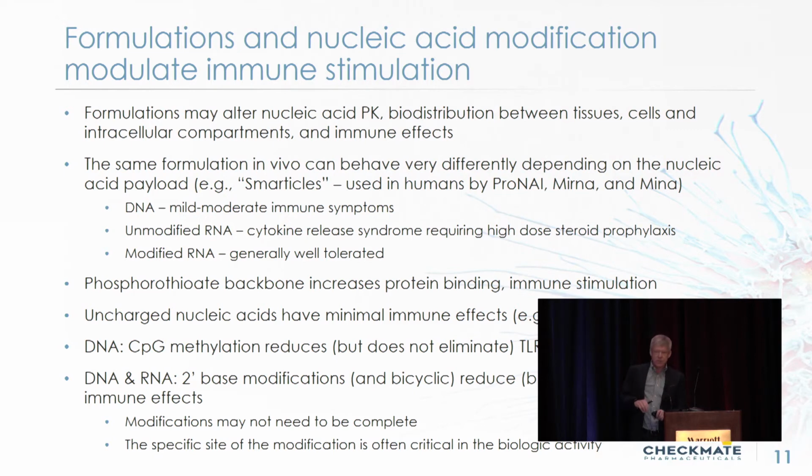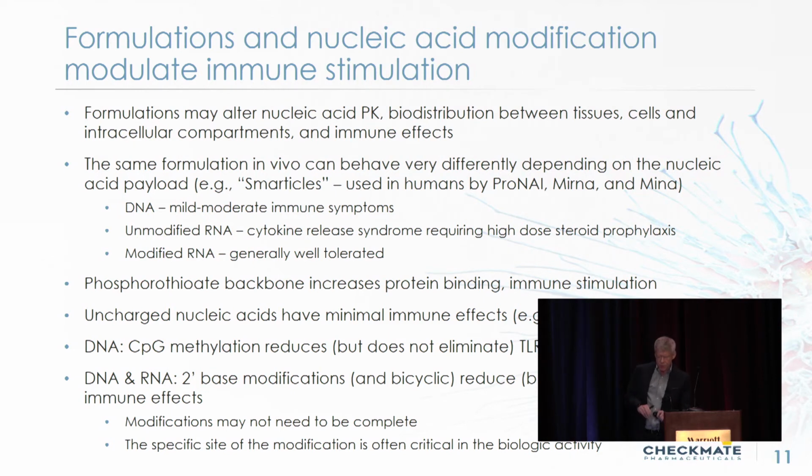And the cytokine release syndrome that occurred in humans was so profound that they had to pre-treat patients with high doses of steroids in order to just enable dosing. And they were never able to find a therapeutic index, and the company eventually failed. Mina currently is using this in the clinic now with a modified RNA backbone that does not have nearly the immune activation that you get with an unmodified RNA, and that appears to be generally well tolerated. So although the formulations themselves do have immune effects, the cargo that you put in the formulation is really key.